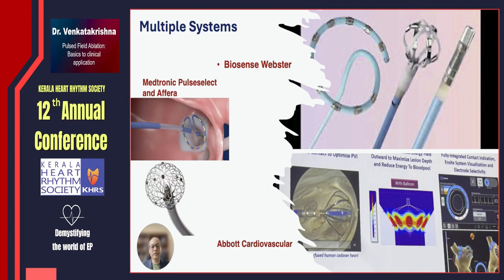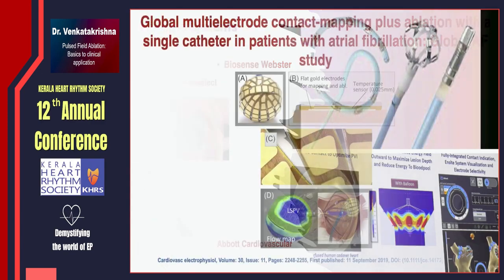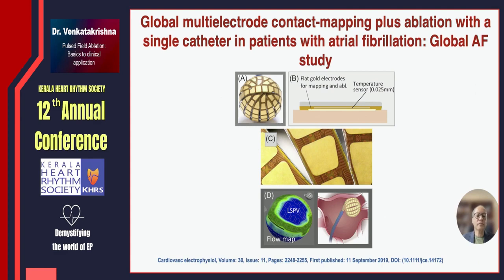Biosense Webster has different catheter system, and the Abbott system, which has got the balloon one, and now the catheters have been with the combination of RF and PFA, and the Medtronic Pulse Select and the Afera. All these are very promising tools with respect to what it can be utilized in this group of patients.